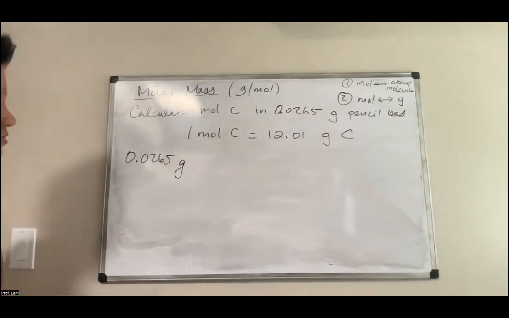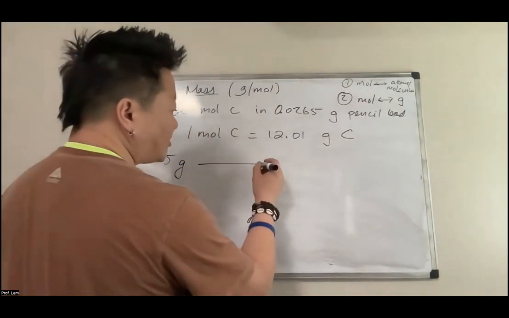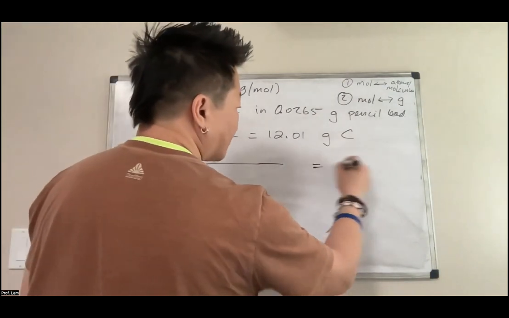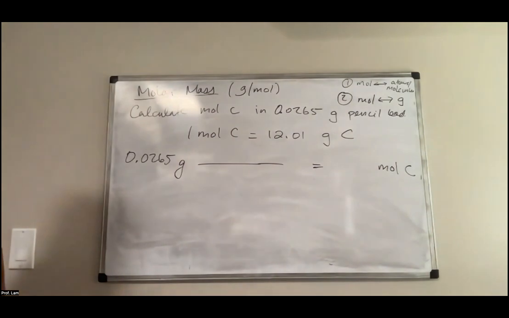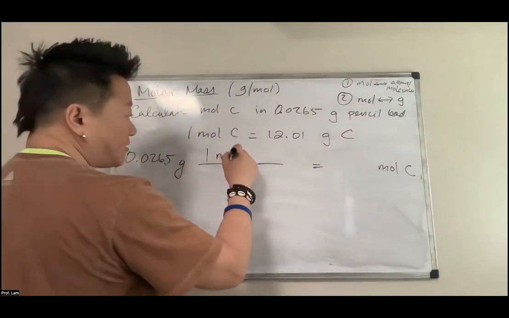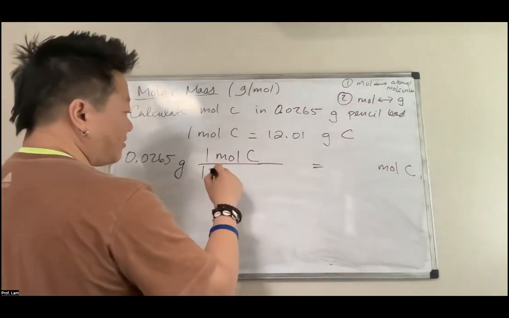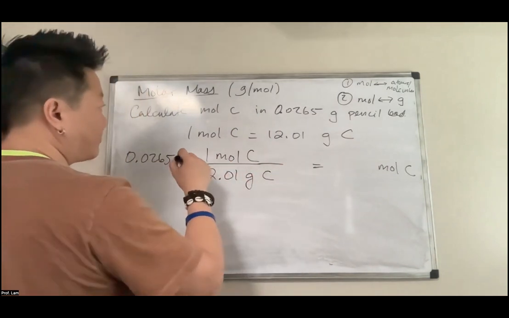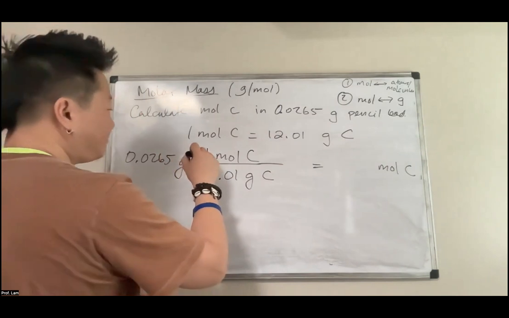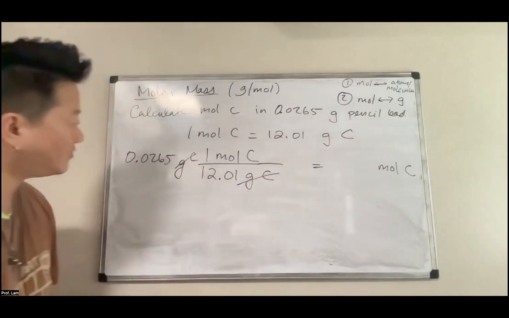So I have 0.0265 grams. I'm going to make a division line. And we are asking how many moles of carbon that is. So what's going to go on top? What's going to go on bottom? Well, moles have got to go on top. 1 mole of carbon over 12.01 grams of carbon. Grams of carbon will cancel.